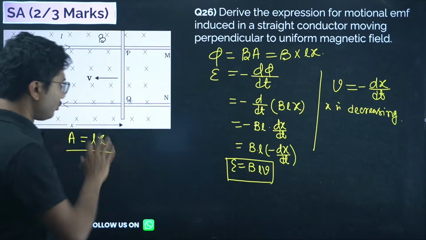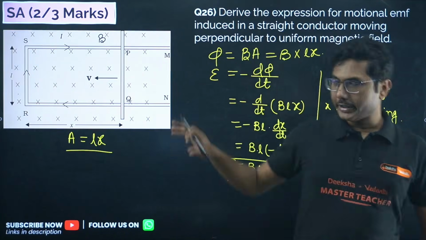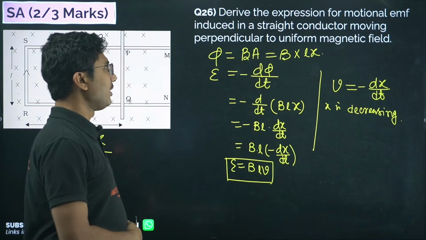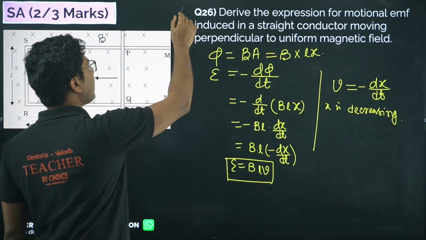You have to draw the diagram, briefly explain the diagram, and do the derivation. Derivation is very easy, simple, right? And this is also a super important question.